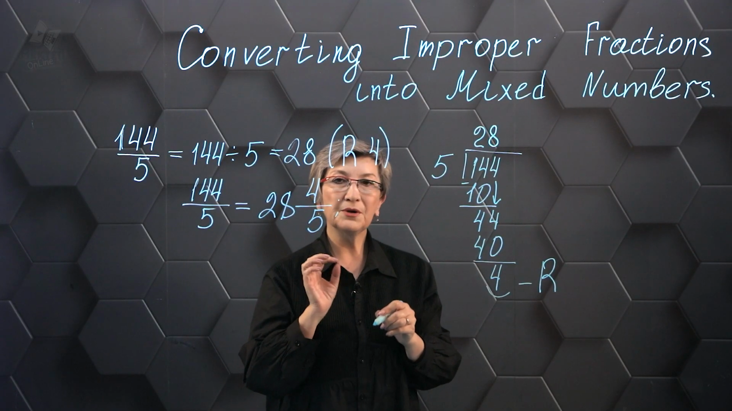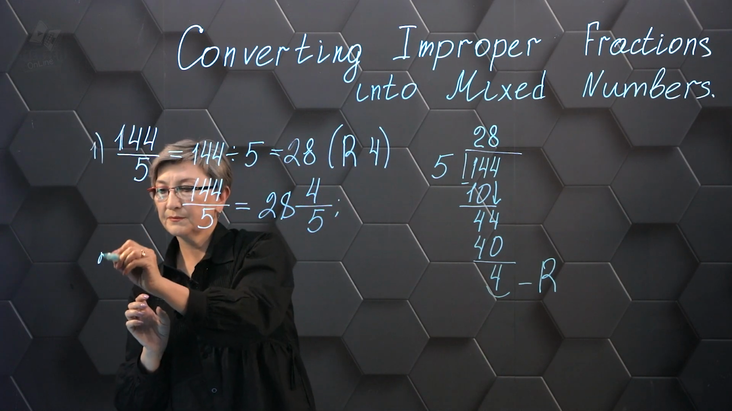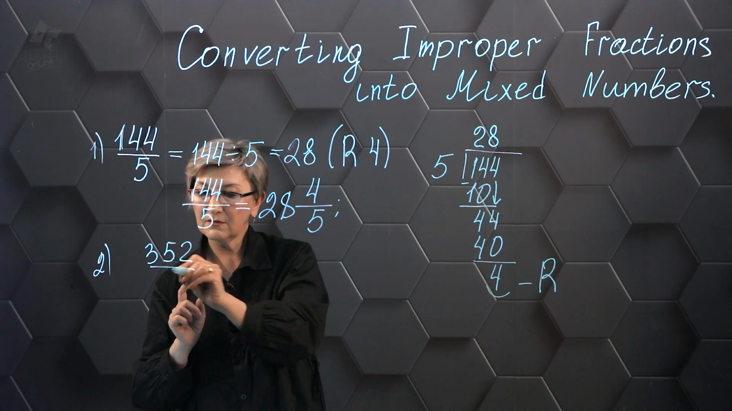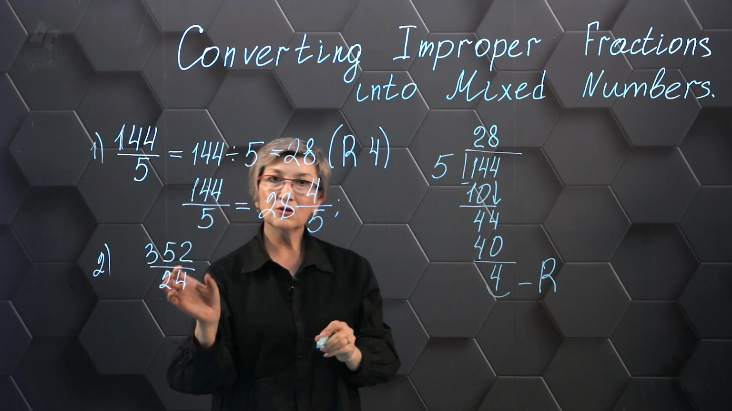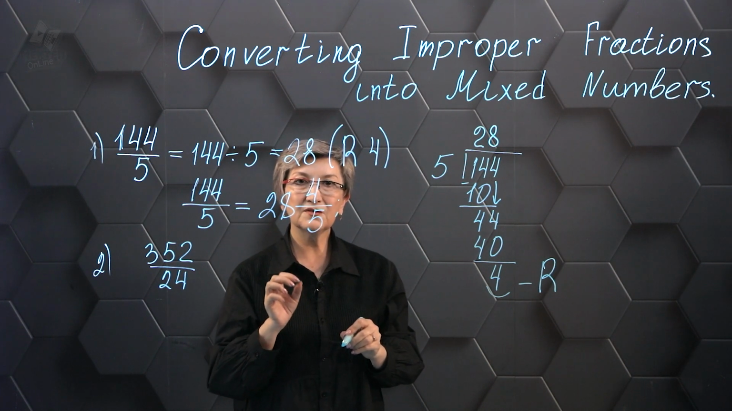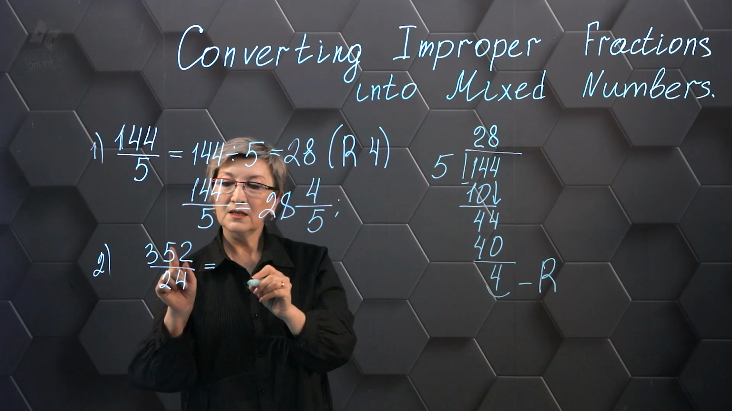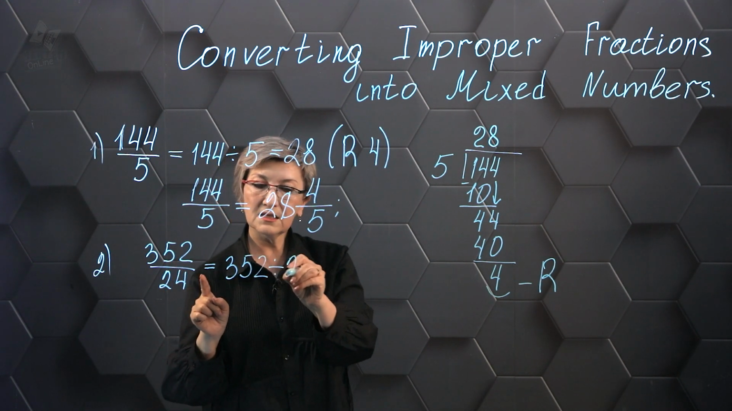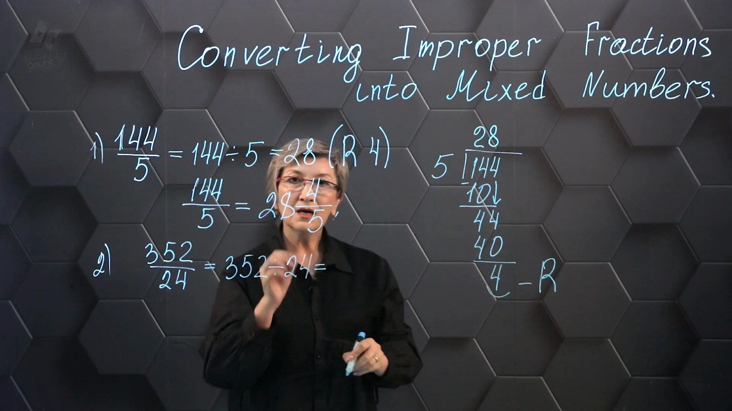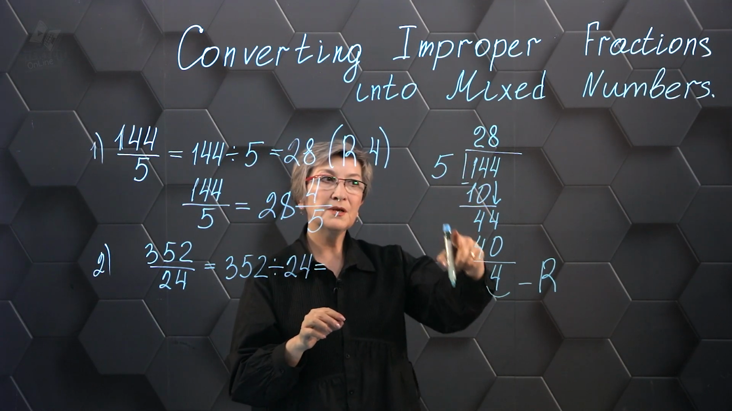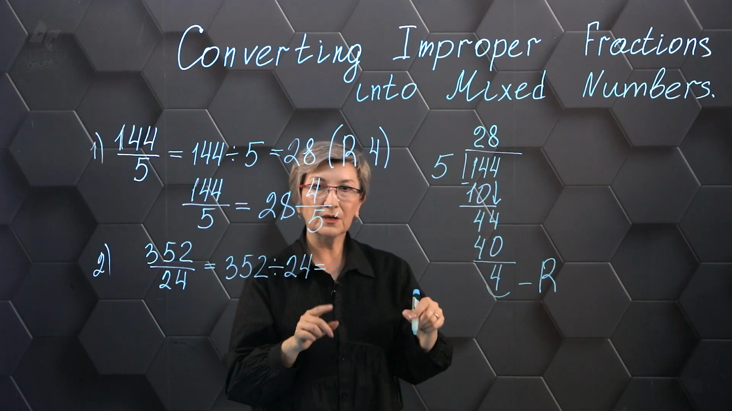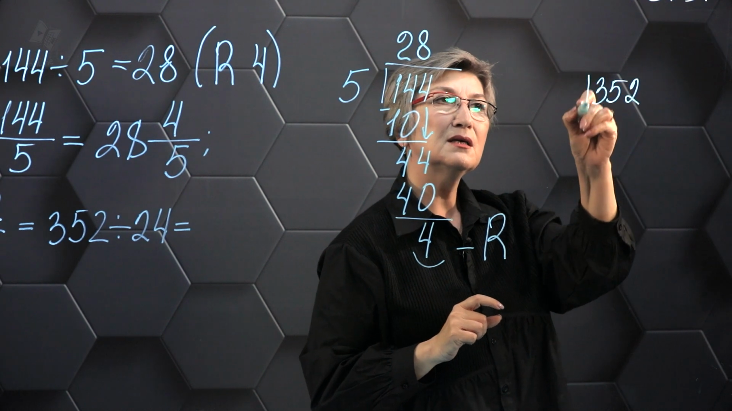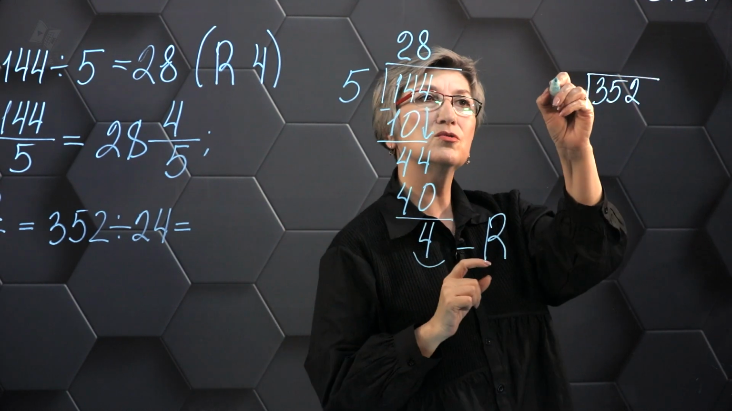Let's solve another example. Example: 352 over 24. This fraction must also be written as a mixed number. To do this, I must divide 352 by 24. We're going to divide using the method of division by column. Let's write it down. The number 352, I'm going to divide by the number 24.